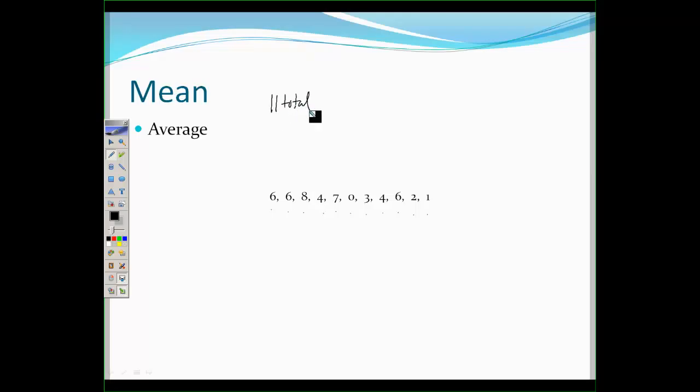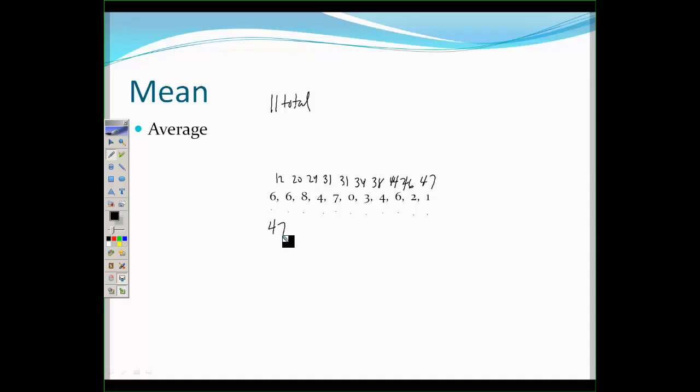And we need to find the sum. 6 plus 6 is 12, plus 8 is 20, plus 4 is 24, plus 7 is 31, plus 0 is 31, plus 3 is 34, plus 4 is 38, plus 6 is 44, plus 2 is 46, plus 1 is 47. So my sum of my numbers is 47.